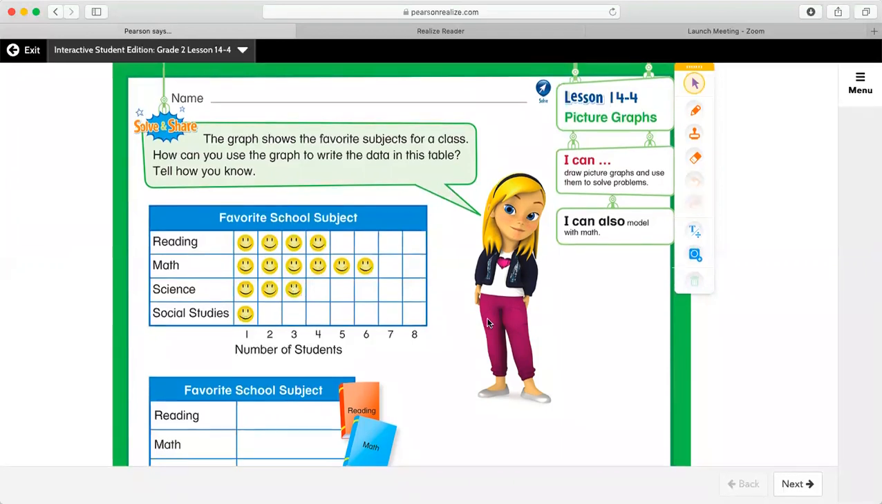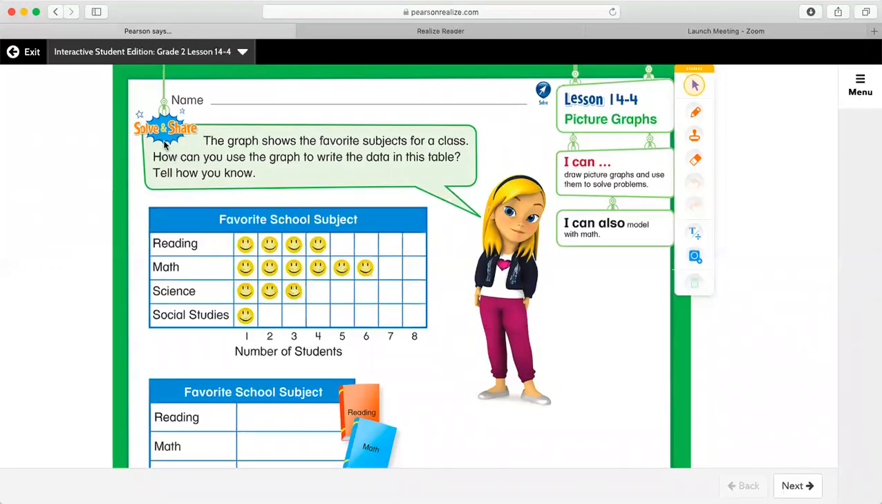If you look at your paper on the solve and share problem, it says the graph shows the favorite subjects for a class. How can you use the graph to write the data in this table? Tell how you know. We have our picture graph here, and our title is favorite school subject. Remember, it's important to have a title on our graph. It lets everyone know what the graph is talking about and what the data is going to be.